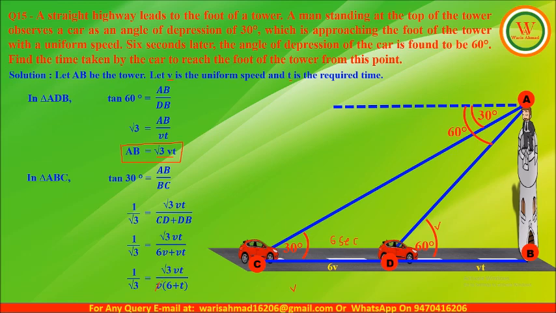Now V and V both will cancel. After that root 3 multiplied by root 3 will be equal to 3T. So 6 plus T is equal to 3T, and here we can write 3T minus T equals 6, or 2T equals 6, and then we can write T equals 3. T is the required time. So finally we can write here the required time will be equal to 3 seconds.